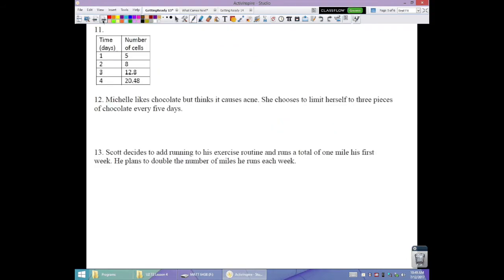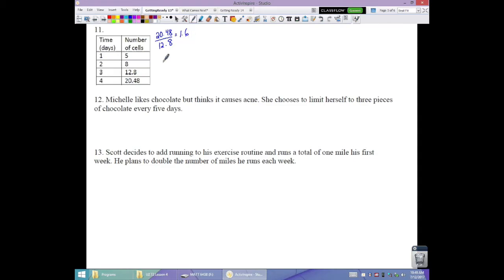Number 11. It's increasing. From 5 to 8 goes up 3, but 8 to 12.8 does not go up 3. So it's definitely not arithmetic. To try for geometric, again, start from the back. You know it has to multiply, so if you start from the back, the division: 20.48 divided by 12.8 is, I believe, 1.6. No, I'm sorry. 20.48 divided by 12.8. Yes, 1.6.